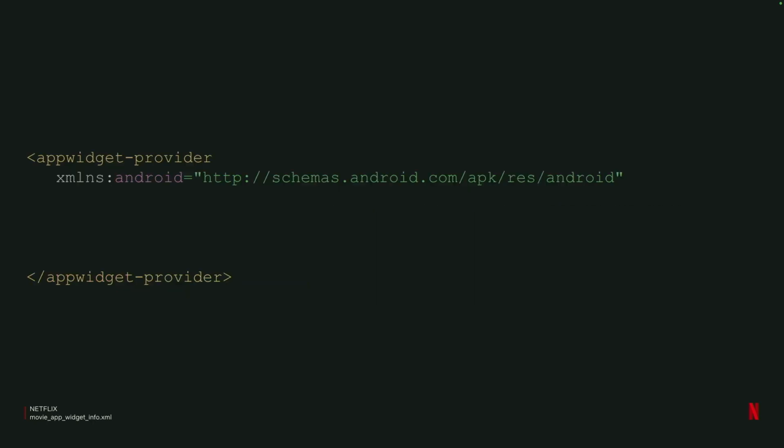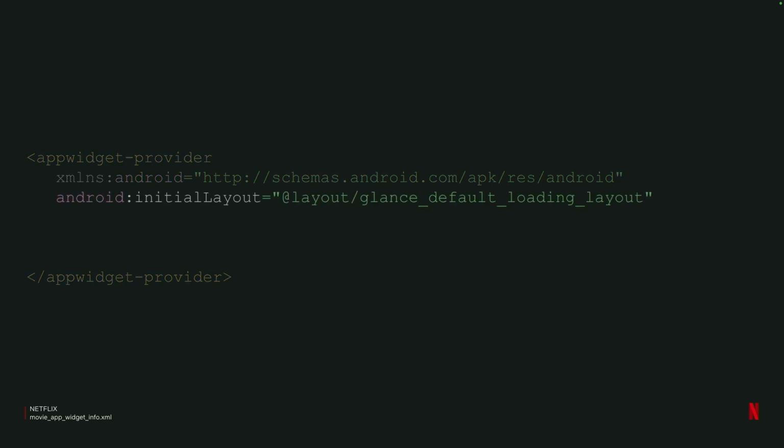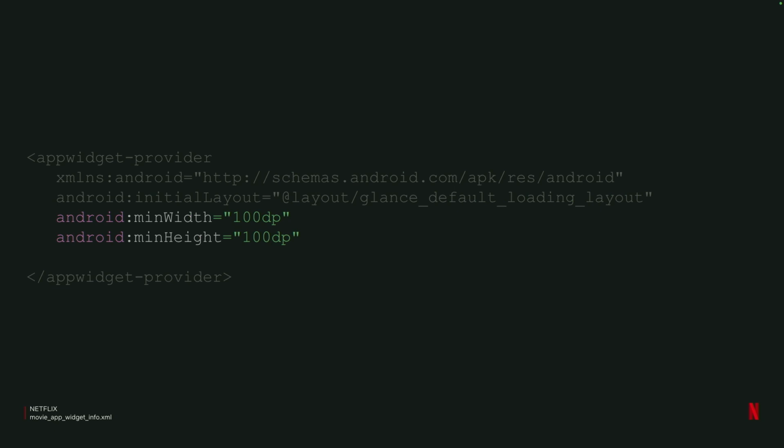So the metadata XML file has the app widget provider at the root of it, and then from there you can set what you want your initial layout to look like. This layout is given to you with the Glance dependency, so it's a pretty good one for the most part. It looks something like this. It's literally just a white background with a progress spinner that's always just going to keep spinning. And from there you can set your minimum width and height as well.